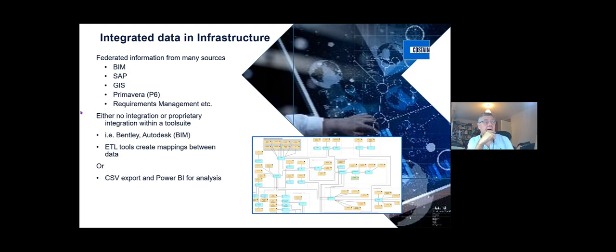And then you end up with a whole bunch of ETL tools basically that create mappings between the data. The tool that is generally used within Costain is something called FME, and it allows you to map data structures from one tool to another. And it doesn't exactly index data.